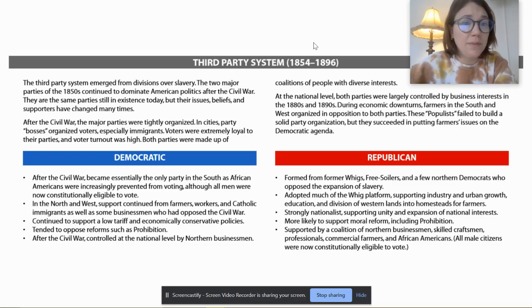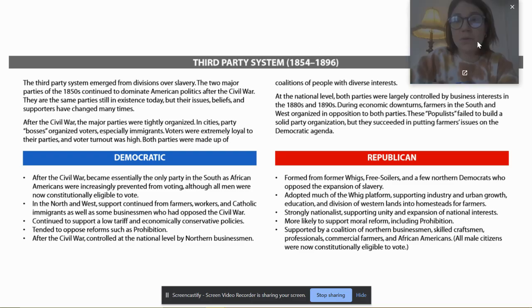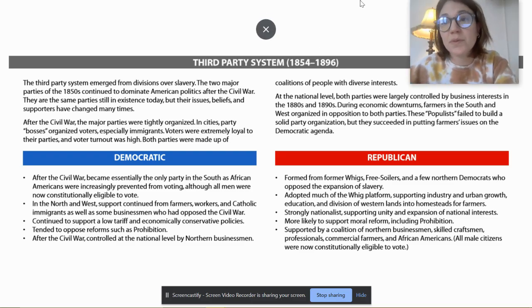After the Civil War, the major parties were tightly organized. In cities, party bosses organized voters, especially immigrants. Voters were extremely loyal to their parties, and voter turnout was high. Both parties were made up of coalitions of people with diverse interests. At the national level, both parties were largely controlled by business interests in the 1880s and 1890s.